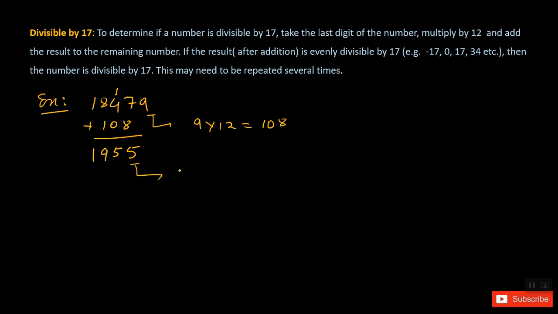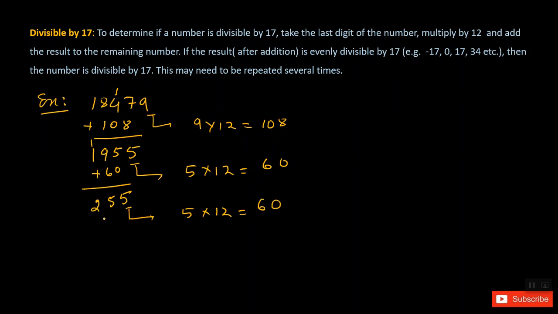Take again the last digit here, 5 times 12. 5 times 12 is 60. Add this 60 to the remaining number. 5 plus 0 is 5, 9 plus 6 is 15, carry 1, 1 plus 1 is 2, that is 255. Still we are not able to make any decision, so repeat the step. Take the 5 times 12 again, which gives 60. Then add the 60 to the remaining number. 5 plus 6 plus 2 is... 85.